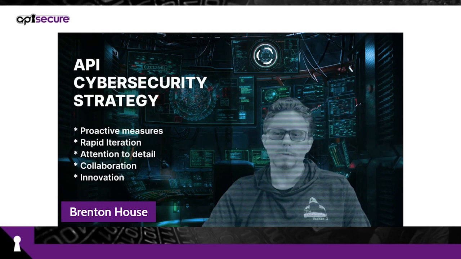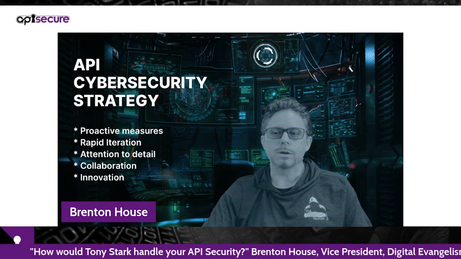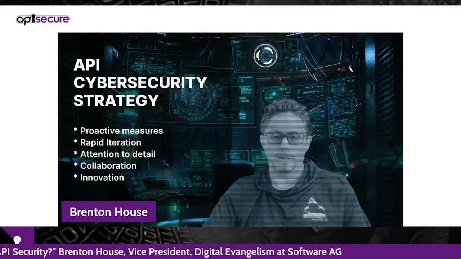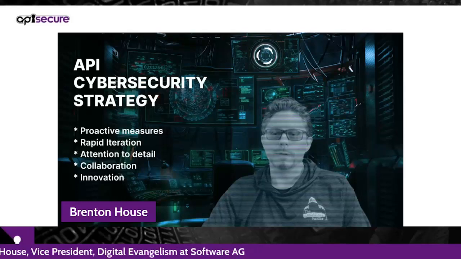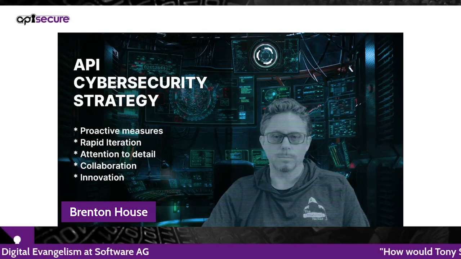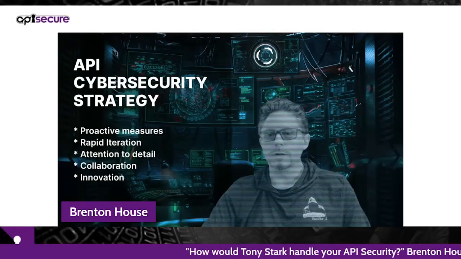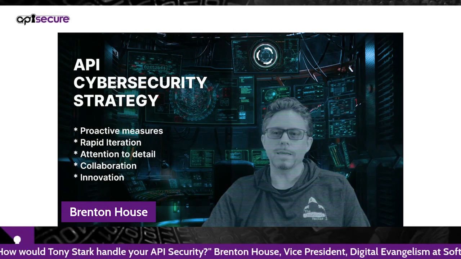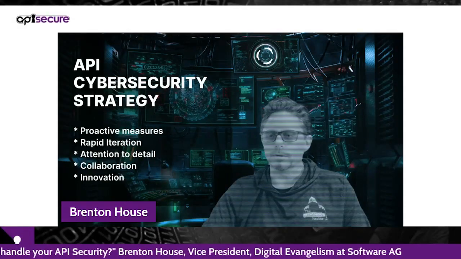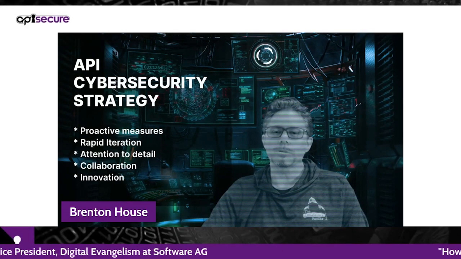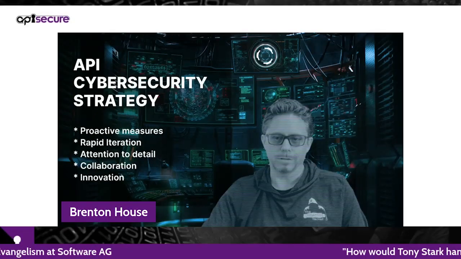So by following these principles, developers can apply Tony Stark's approach to API security and improve the overall security of their APIs. This includes implementing rigorous access controls and authentication mechanisms, conducting those regular security audits and assessments, and leveraging emerging technologies to enhance security measures. Ultimately, by taking a proactive and collaborative approach to API security, developers can ensure that their APIs are protected against potential threats and vulnerabilities.